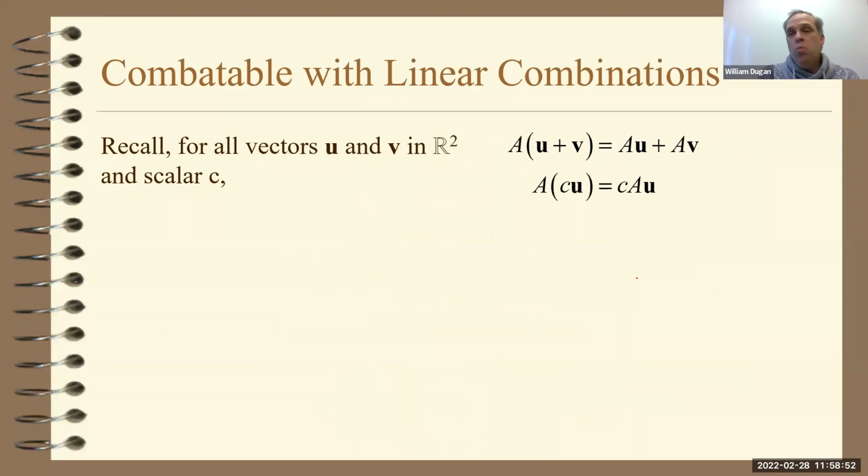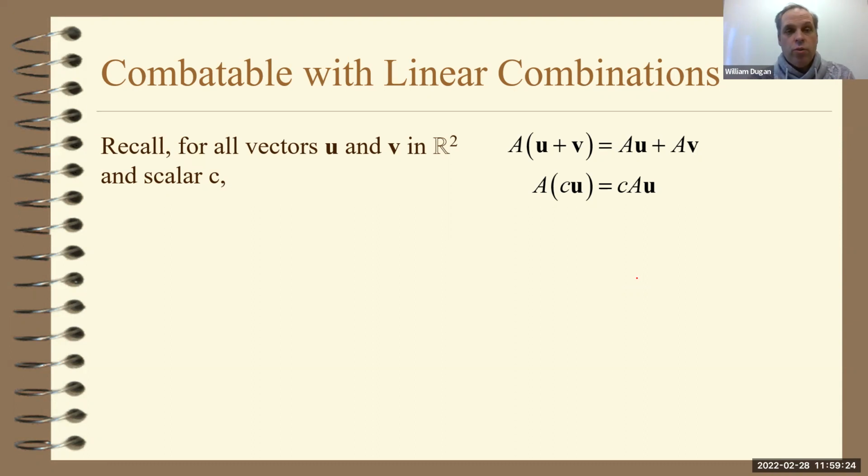Now, we want this transformation to be compatible with linear combinations. That's again the running thread through all the different concepts. So recall that if you give me two vectors, u and v in R2, and any scalar, then these two properties are true. This is just basic matrix multiplication. Of course the matrix distributes through the sum, and of course the matrix pushes through the scalar multiplication. Scalar multiplication just comes out.